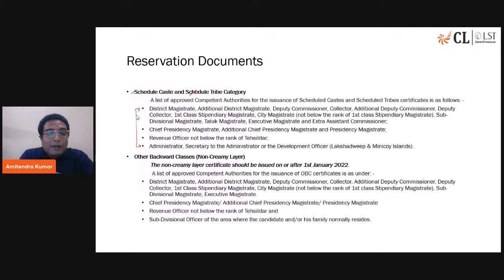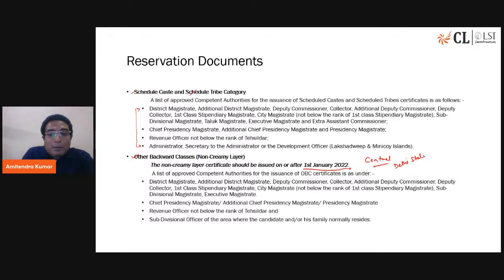But you need to understand, not every certificate you have will do. It has to be from a competent authority. Similarly, for OBC, NC, other backward classes, non-creamy layer, you need to understand the non-creamy layer certificate should be issued on or after 1st January 2022, which means if you already have a certificate, that will not work. And this will be either a central NCOBC certificate or the Delhi state NCOBC certificate.